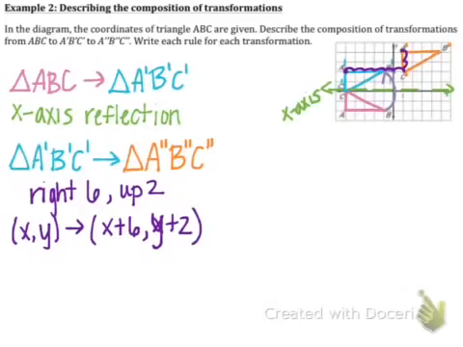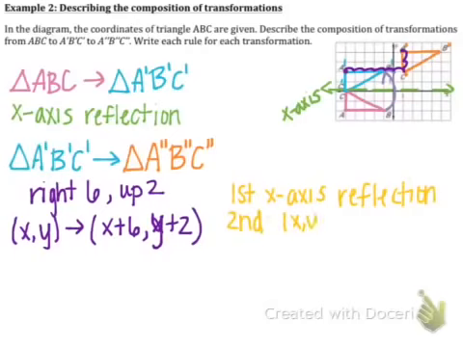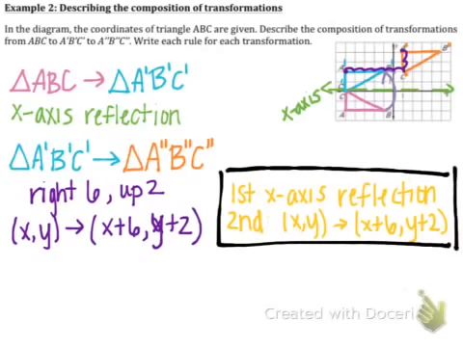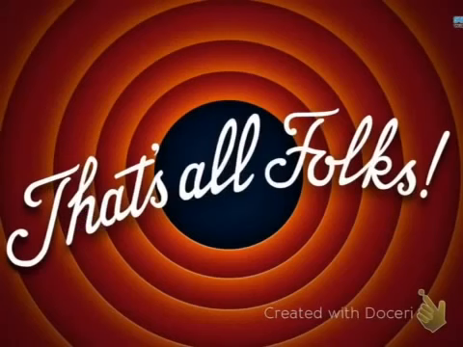We've combined two transformations. Our first one is the x-axis reflection, and our second is the translation (x + 6, y + 2). And that is your answer. And that's all, guys.